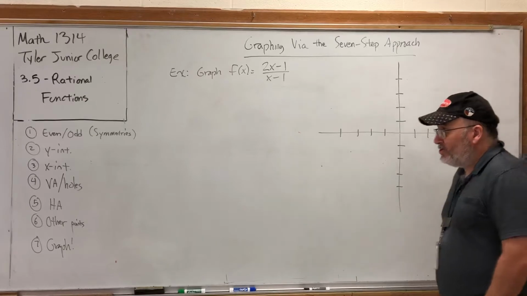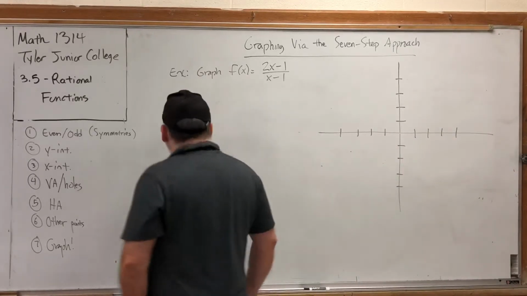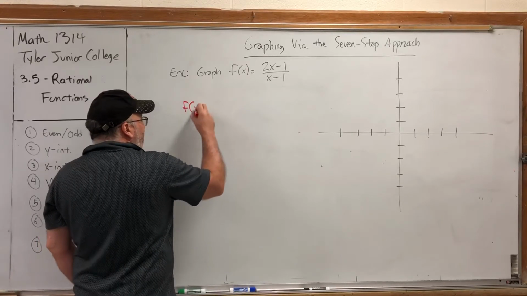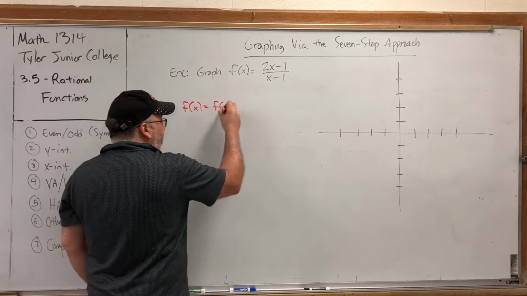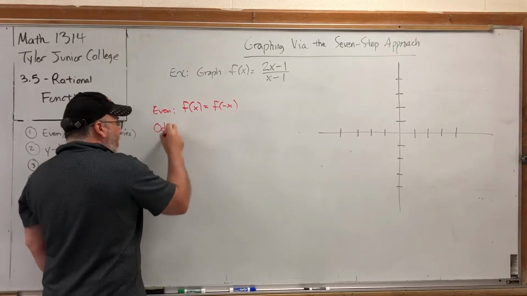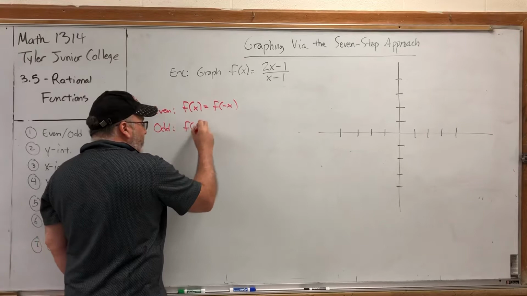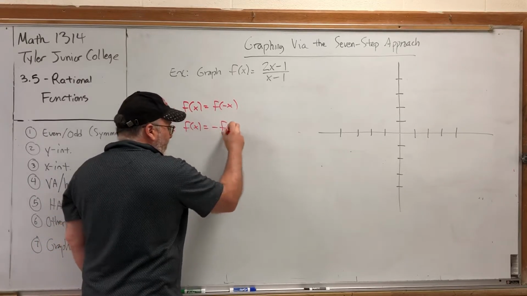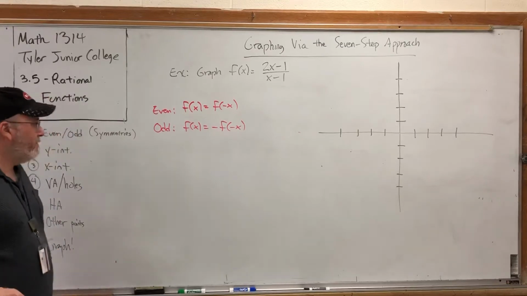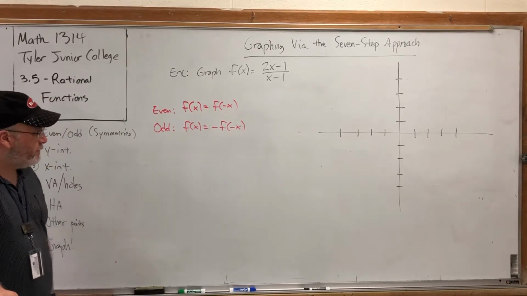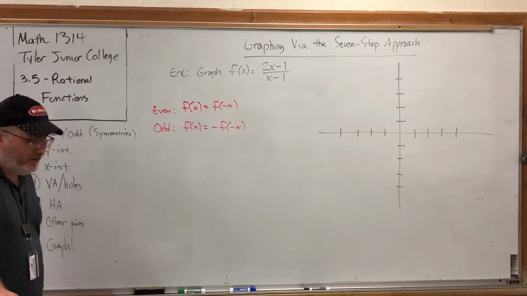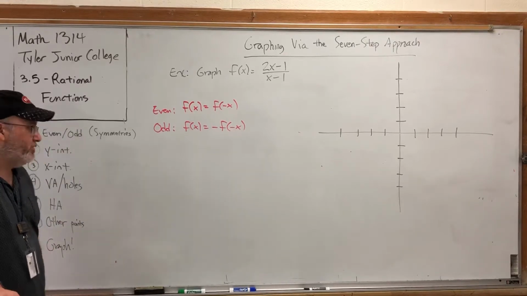Let's start with the symmetries. Recall that a function is even if f of x equals f of negative x, and a function is odd if f of x equals the negative of f of negative x. Which, by the way, is not the standard definition by some professors' opinions, but it is equivalent. Both my definition of odd and the alternative definition are saying the same things.